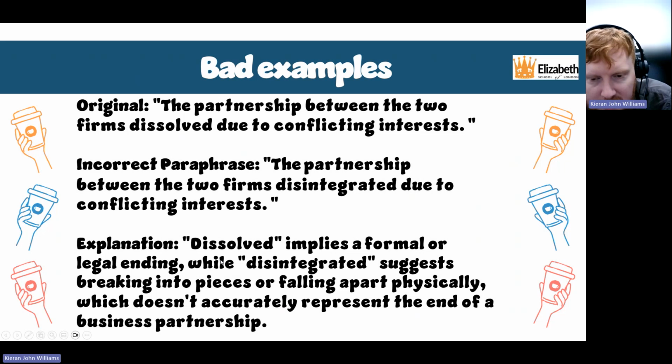Okay? Because dissolved has the idea of it being formal or legal, whereas disintegrated has more of a negative feeling about it being falling apart or breaking. Okay? So for us to have the correct idea, it would have to have this idea of being dissolved, okay, without this kind of emotional description of disintegrate. Okay, so just to repeat ourselves here, it must have the exact same meaning as the original idea.